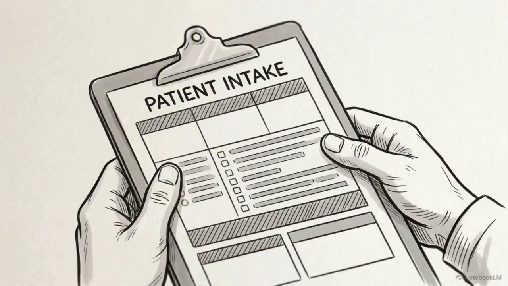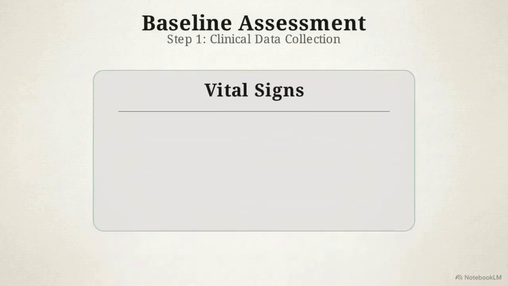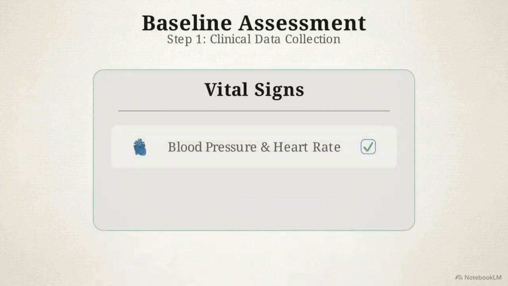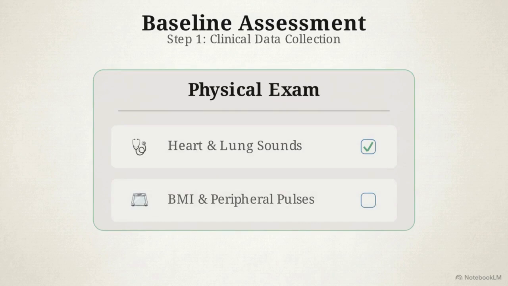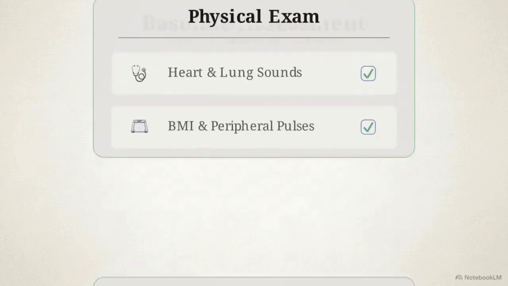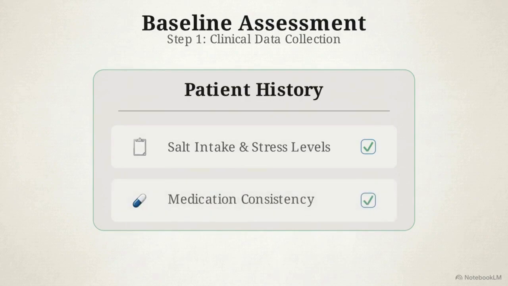Step 1 is the baseline assessment. Before making care decisions, we must gather comprehensive data to understand exactly how the patient's body is currently functioning. Our checklist starts with vital signs: blood pressure in both arms, resting heart rate, and temperature. Next is a physical exam, checking heart sounds, BMI, and peripheral pulses for fluid retention. Finally, patient history, documenting salt intake, stress levels, and medication consistency.